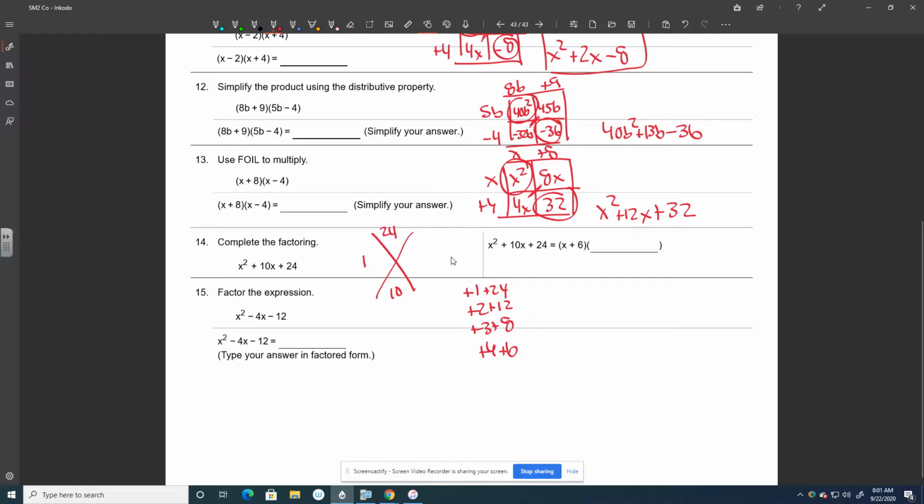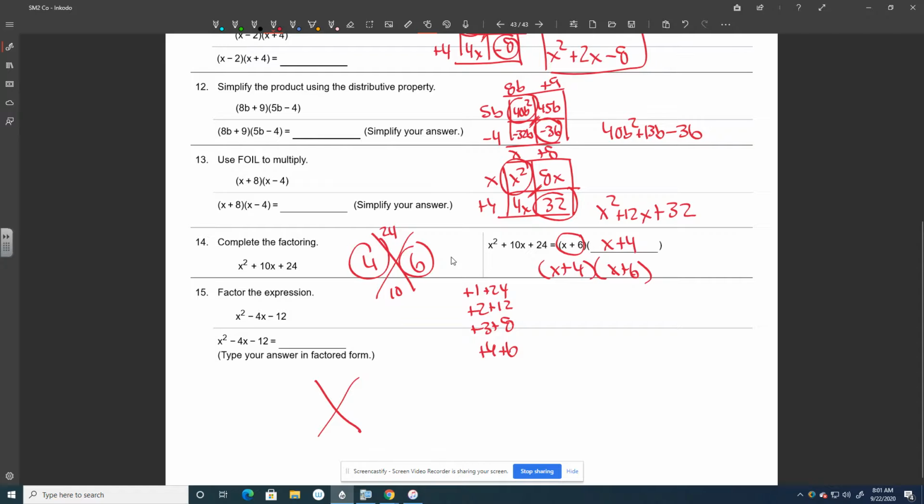So 4 plus 6 is what's going to add up to 10. So all I do is put these in my parentheses, x plus 4 and x plus 6. And I think on this question, it actually gives you part of the answer. So all you need to do is find the other part.